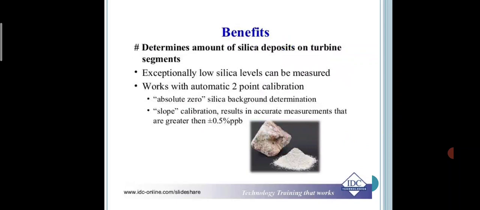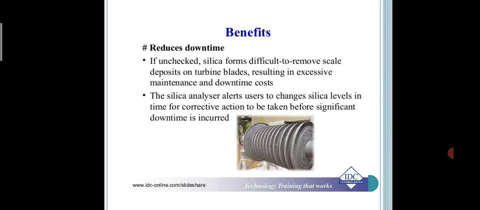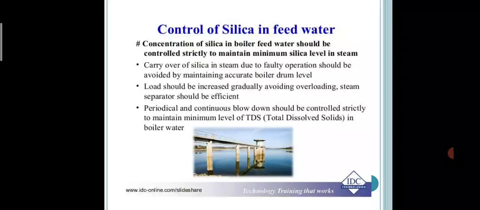It works with automatic 2-point calibration, absolute zero silica background determination, and slope calibration, resulting in accurate measurements that are greater than plus or minus 0.5% ppb. Reduces downtime: if unchecked, silica forms difficult-to-remove scale deposits on turbine blades, resulting in excessive maintenance and downtime cost. The silica analyzer alerts users to changes in silica levels in time for corrective action to be taken before significant downtime is incurred.